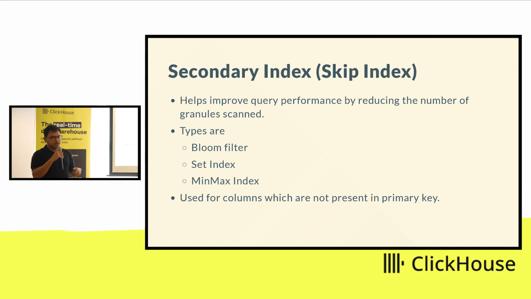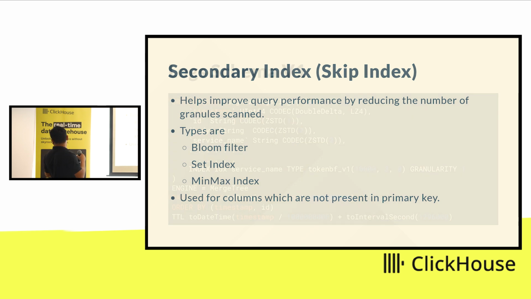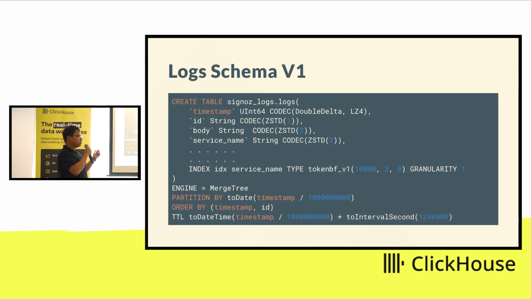So let's start with the first version of our log schema. This is what the first version of the log schema looked like. Here we had the basic columns: the timestamp, ID, body, and some different attributes, like service name. And this is our order by. We are ordering by timestamp, ID, so our data is ordered by timestamp, ID, and the primary key is also timestamp, ID.